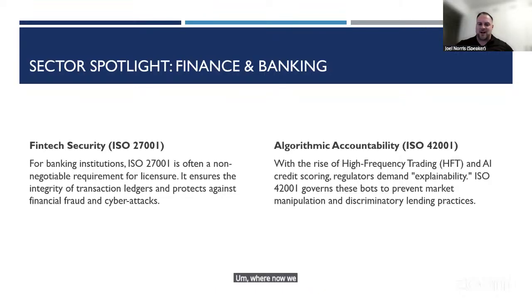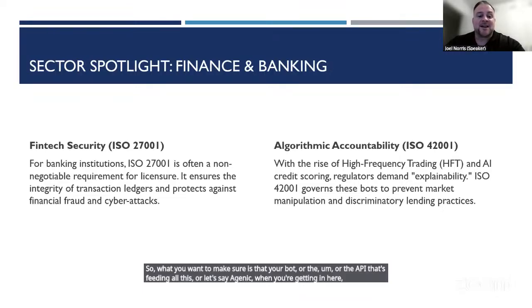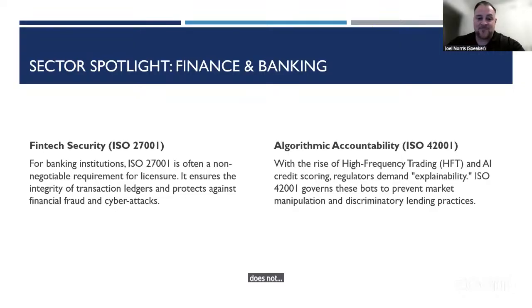Where now we get into 42001, where do you see AI being used? Well, you see it being used in, like, high frequency trading, right? People are trying to use it for credit scores, right? And other things, they're probably using it in the government aspect for, let's say, payments for welfare, right? These kind of examples. So what you want to make sure is that your bot or the API that's feeding all this, or let's say agentic when you're getting in here, does not allow it to be manipulated, doesn't pull from sources that could lead to discrimination, or doesn't cause harm to people.